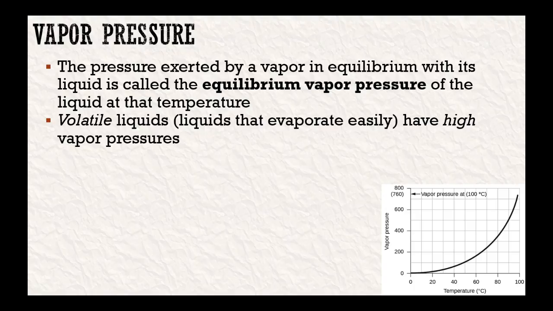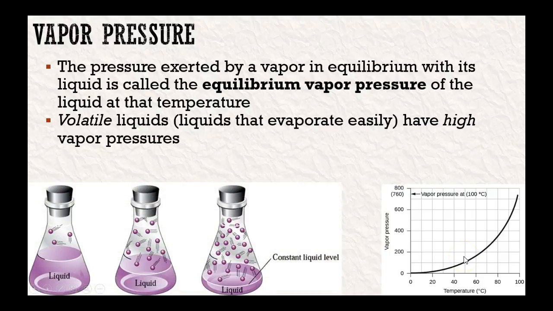Volatile liquids, liquids that evaporate easy, have high vapor pressures. This whole curve is going to be shifted to the left. If you've ever put rubbing alcohol in your hand, you'll notice that it cools off very quickly and evaporates very readily. This whole curve here would be pushed to the left. They have high vapor pressures. They're pushing very hard to get stuff into the gas state.